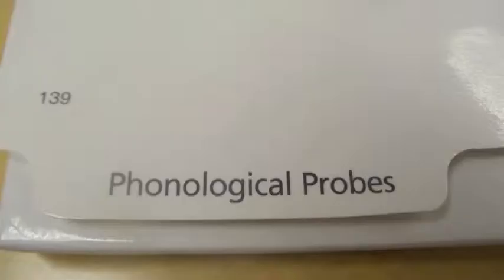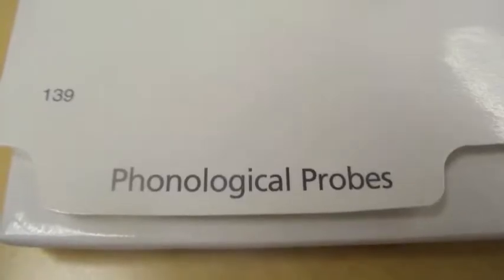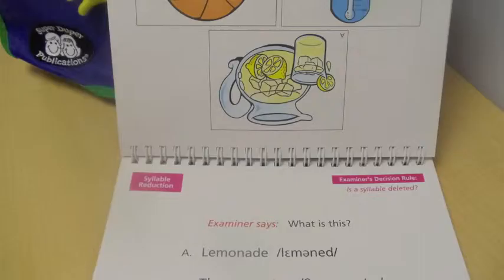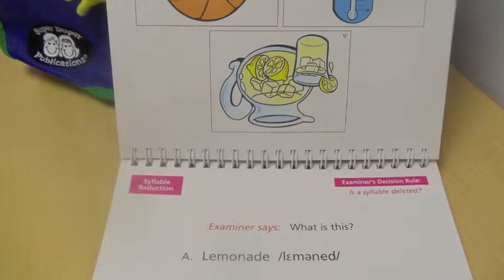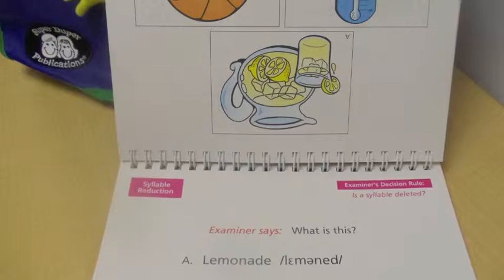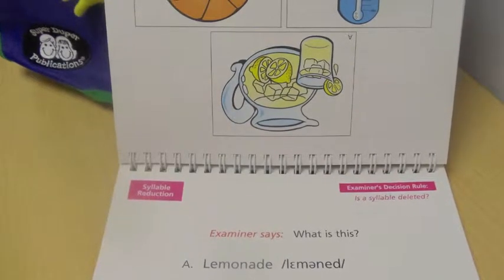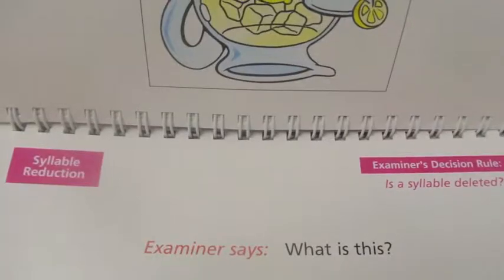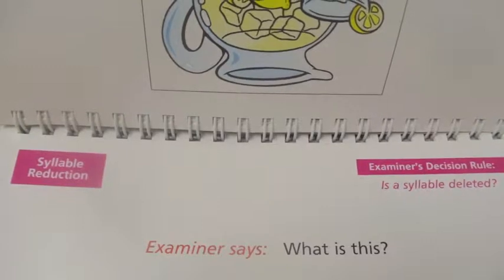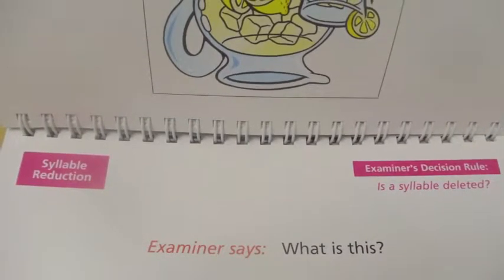deletion. The phonological probes tab evaluates final consonant deletion, cluster reduction, syllable reduction, gliding, vocalization, fronting, deaffrication, pre-vocalic voicing, and post-vocalic devoicing.